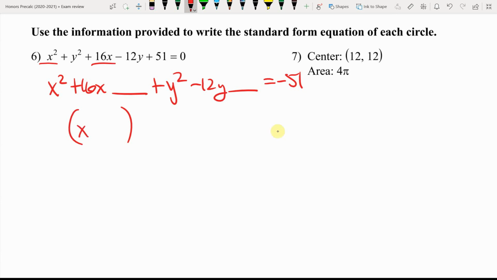So this one, x plus something quantity squared, remember we have it, so that's going to be 8, and then we square it, so that's plus 64. So I'm going to continue this here, so this is going to be the same deal.